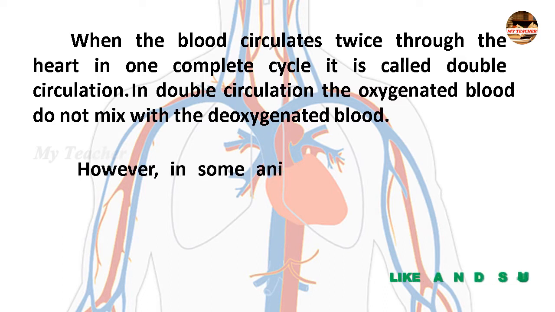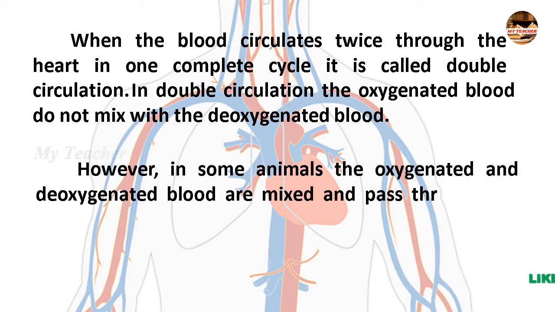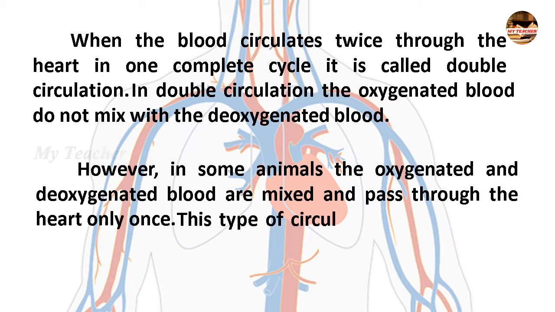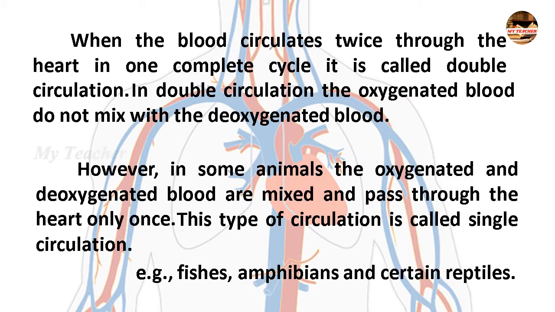However, in some animals, the oxygenated and deoxygenated blood are mixed and pass through the heart only once. This type of circulation is called single circulation. Examples are fishes, amphibians and certain reptiles.